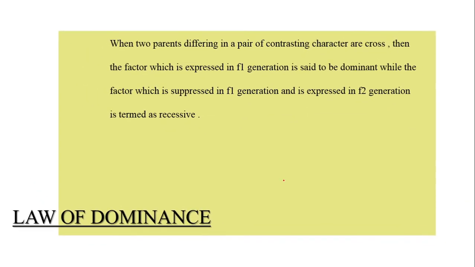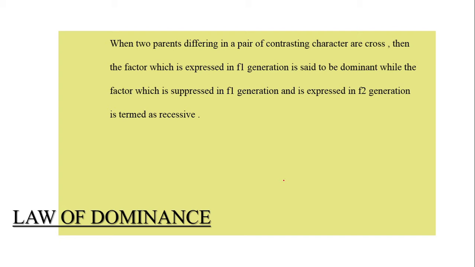At first, we will see law of dominance. It states that when parents differing in a pair of contrasting character are crossed, then the factor or trait which is expressed in F1 generation is said to be dominant, while the trait which is suppressed in F1 generation and is expressed in F2 generation is termed as recessive. Now, let's understand this by a cross.